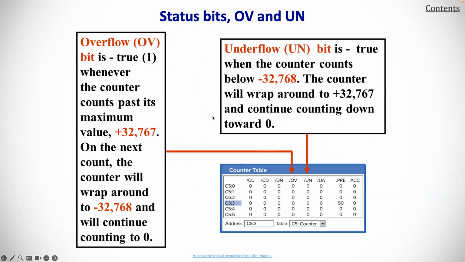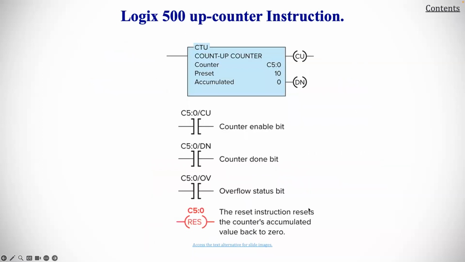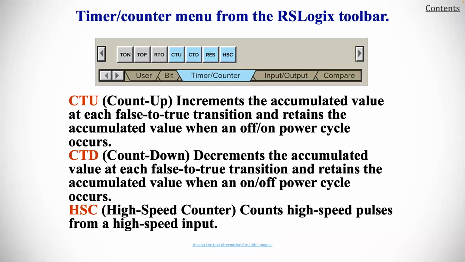And so you can pause the video and see a little bit more detail about the ranges that those can have. We have also the update accumulator UA bit, the preset value PRE, and finally the accumulated value ACC word. All of these are listed on the same table. So we just walked through all of those fairly quickly. Here we have the Logix 500 up counter instructions, the ones that we would be using. So you can see those as an example.